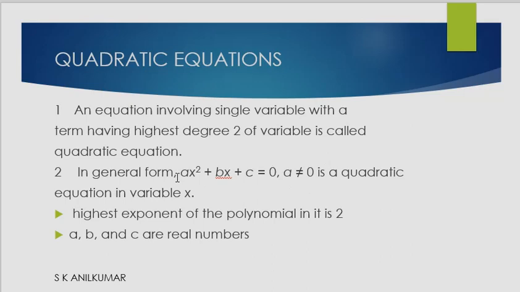In this polynomial, a, b, c are real numbers and x is the variable. What is the highest exponent of the polynomial? Here it is 2. That is why it is a quadratic equation. A, b and c are real numbers, and the highest exponent of the polynomial will tell whether it is linear or quadratic, etc. Here in quadratic it is 2.